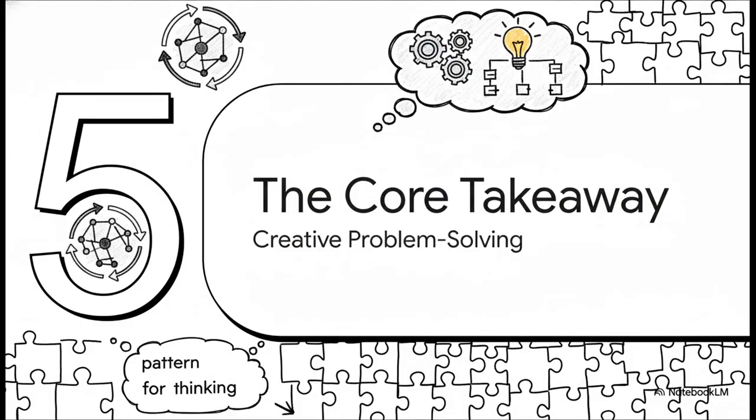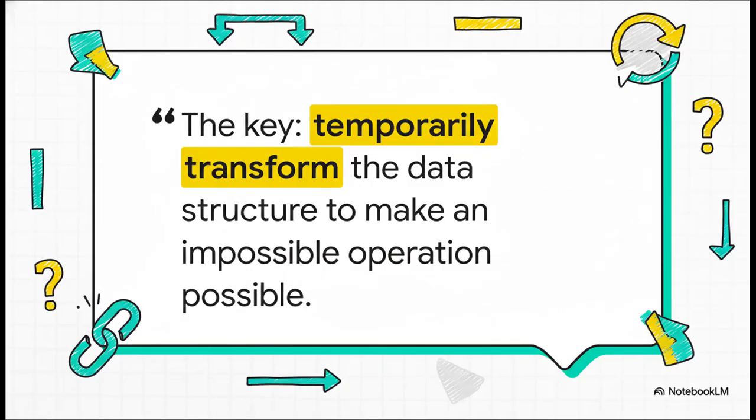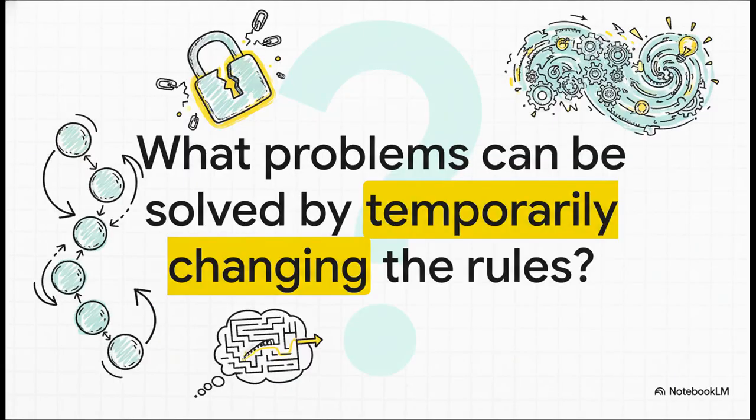So why does all this matter, beyond just passing a coding interview? Because the lesson here is so much bigger than just this one problem. It's about a powerful pattern for creative thinking. And here it is. The real takeaway is that by changing our perspective, by temporarily transforming the very structure we were working with, we found a dead simple and super efficient solution to a problem that seemed really complex. We made an impossible operation possible.